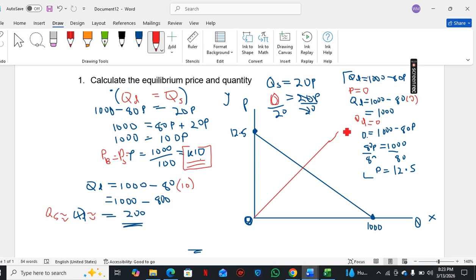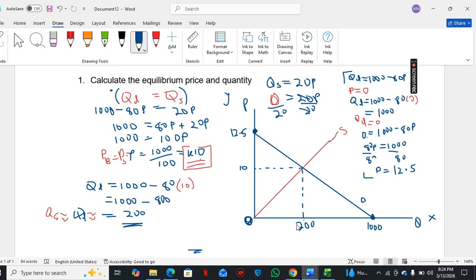Okay. Supply function, demand function. Equilibrium price, 10 kwacha. Equilibrium quantity, 200 units. Are we all clear with this, colleagues? If you have questions, feel free to ask.